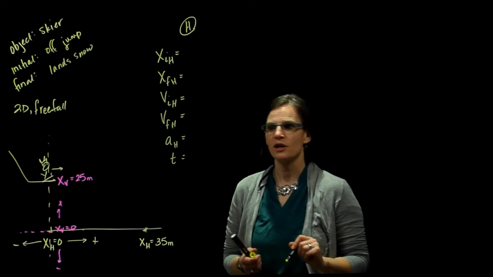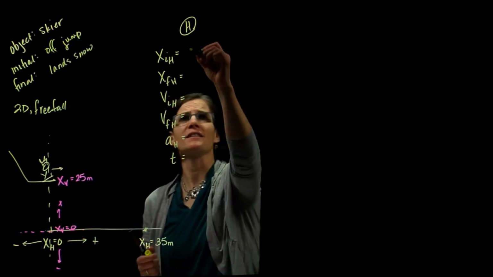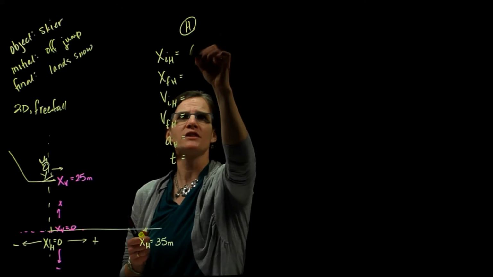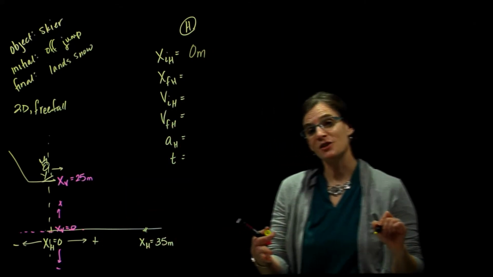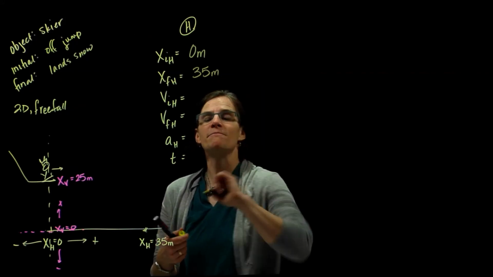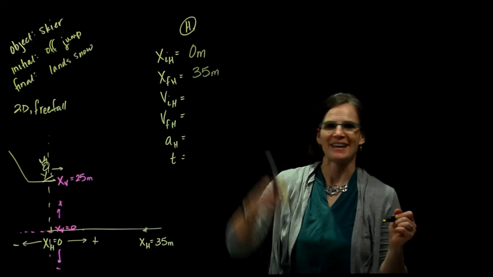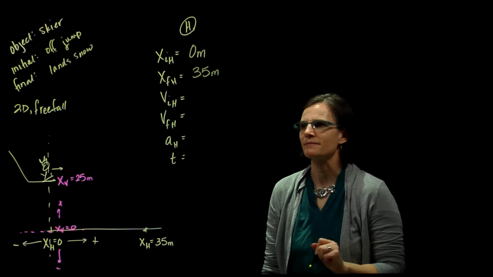All right, where does he start horizontally? Well, I set the origin at the location of the end of the jump. I want to know when he goes off the jump, so he starts at 0 meters. We know he lands 35 meters in front of the jump, so our final horizontal position when he lands in the snow is 35 meters. And again, it's positive. It's to the right of the origin.